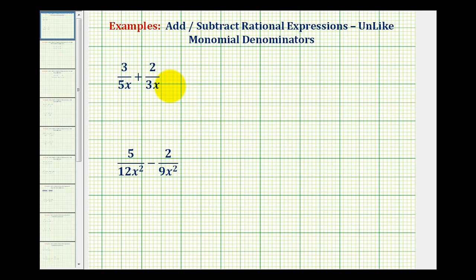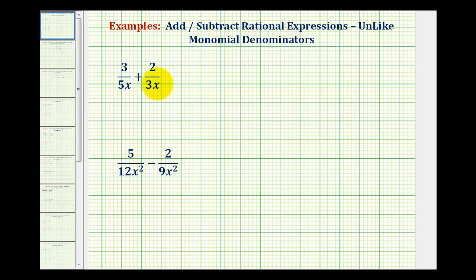Welcome to two examples of adding and subtracting rational expressions with unlike monomial denominators. The main thing to remember is that when adding fractions or rational expressions, we must have a common denominator in order to add or subtract the fractions.